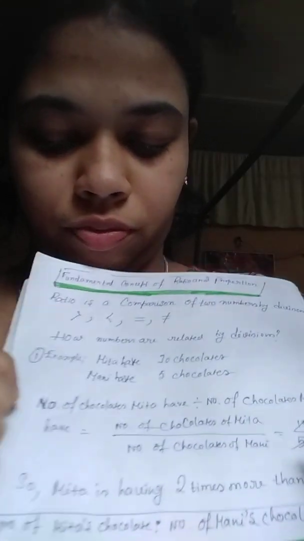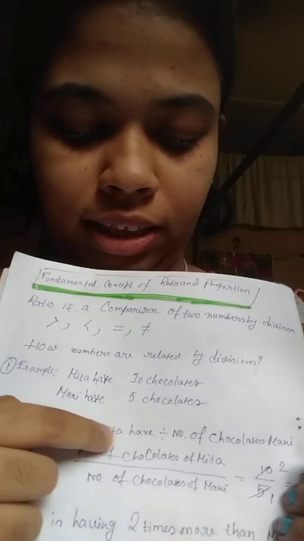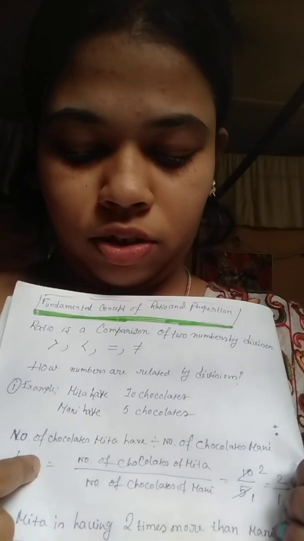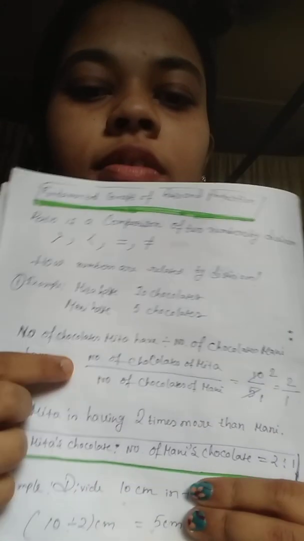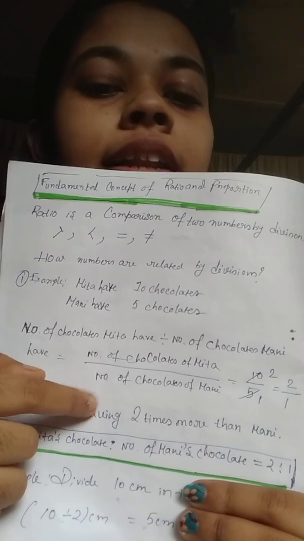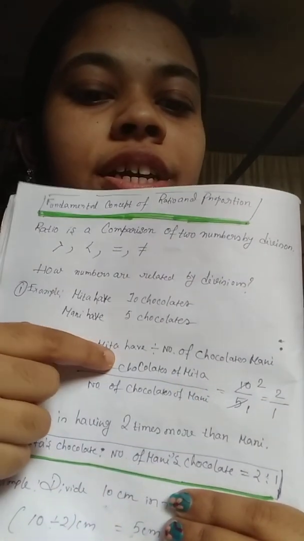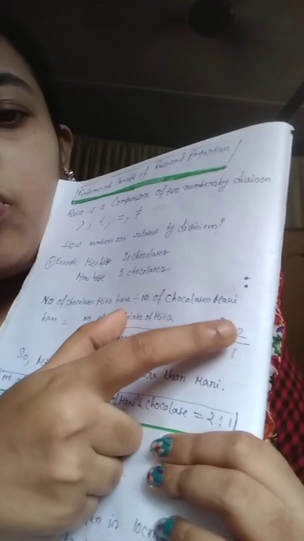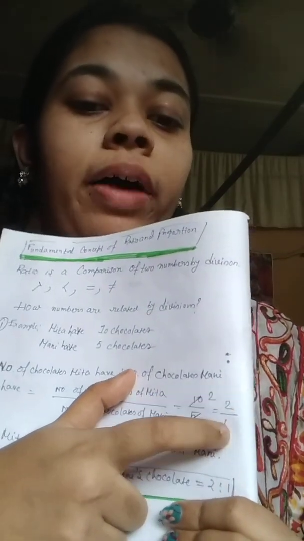We'll write: number of chocolates Meeta has divided by number of chocolates Mani has. We can write the division in fraction form: number of chocolates of Meeta by number of chocolates of Mani. She has 10, and she has 5. So 5 into 10, we get 2 by 1. So here we can see that Meeta, who has 10 chocolates, has 2 times more chocolates than Mani. We are comparing by division.